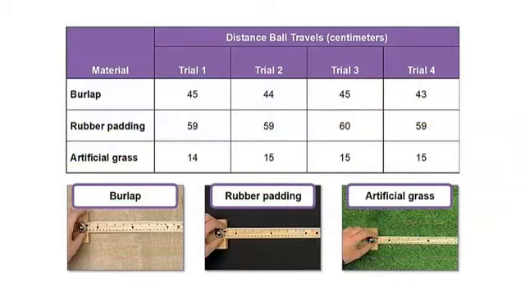Here's the data table from our investigation. Can we find some patterns? Finding patterns just by looking at the data table is a little hard. Do you agree? I know. Maybe we can graph our data. Scientists often graph data to look for patterns to help them analyze the results of an investigation.